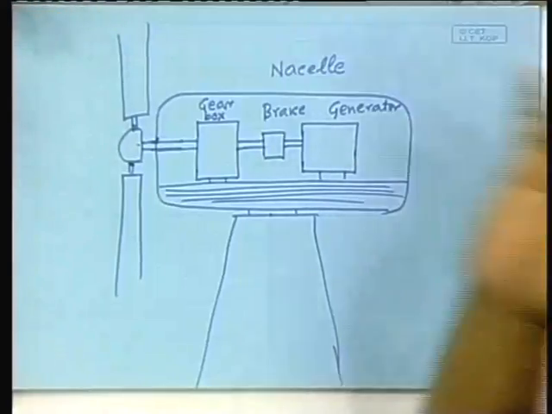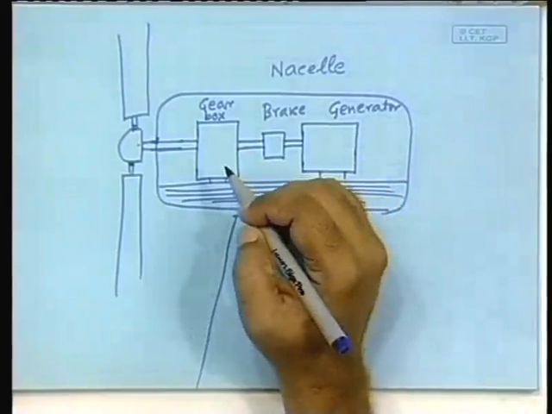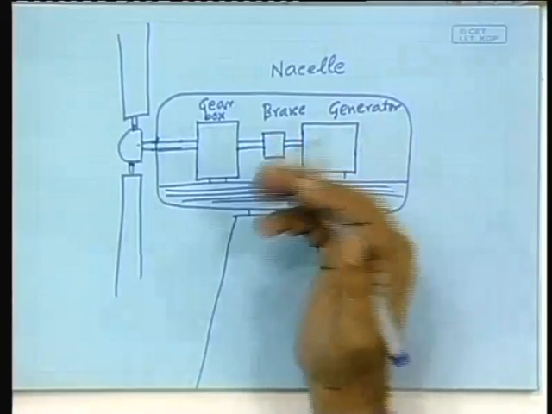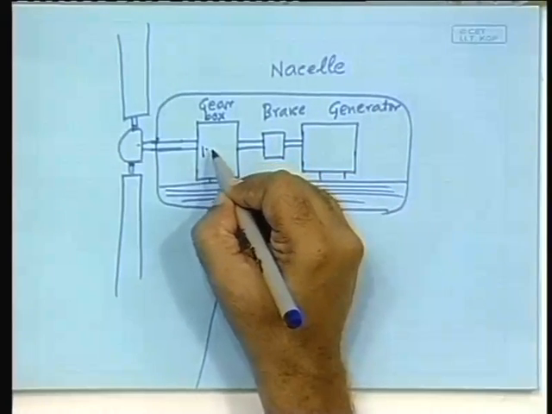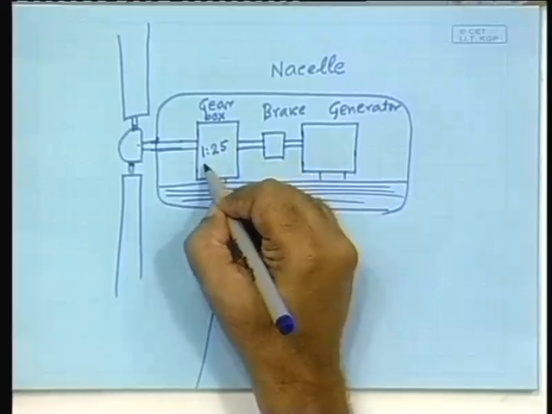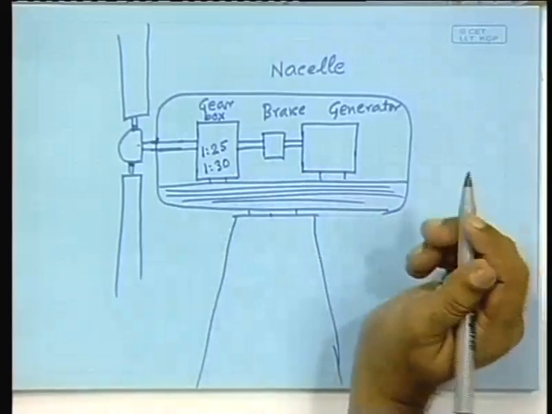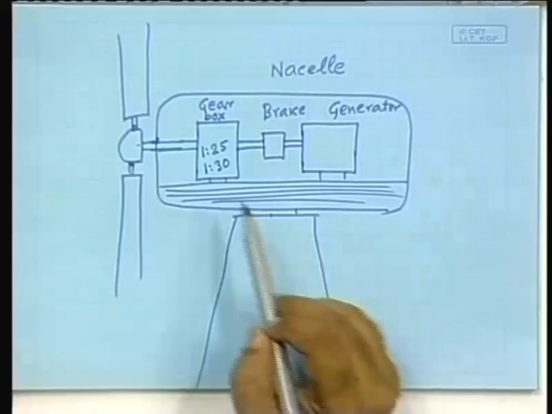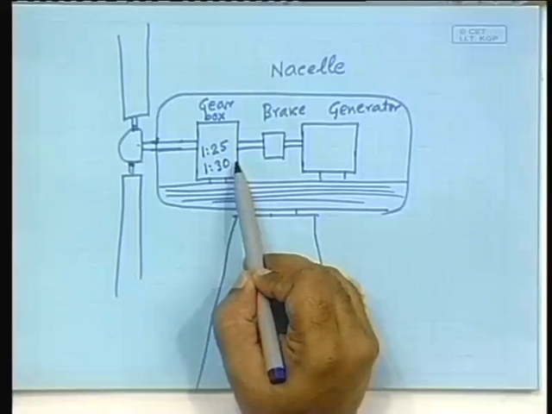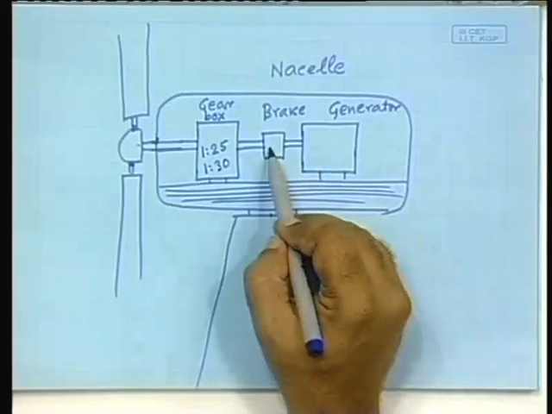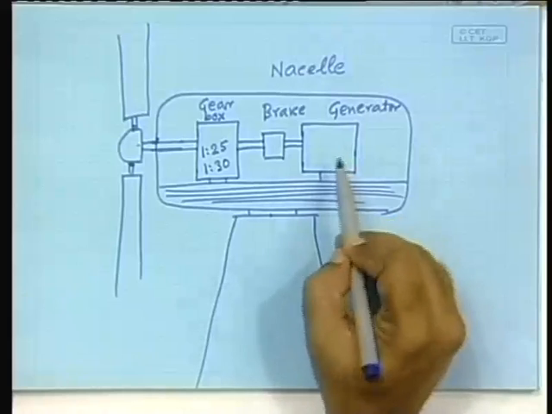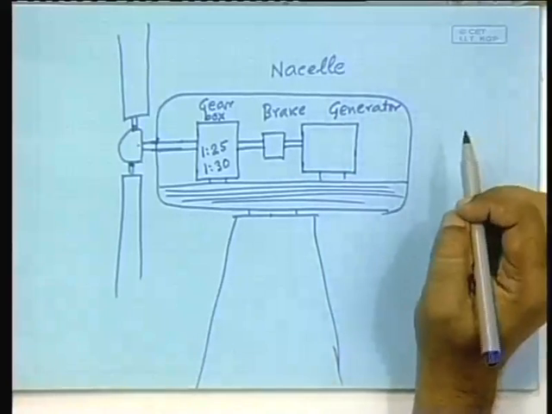Normally, the generators that you have seen in your laboratories would be working at something like 1500, 1000 rpm. So, there has to be a gearbox. This gearbox would normally operate at a ratio of 1 to 25 or 1 to 30. So, you need a gearbox, and then you need a brake, and then there is a generator. What this generator is, I will come to that separately later.